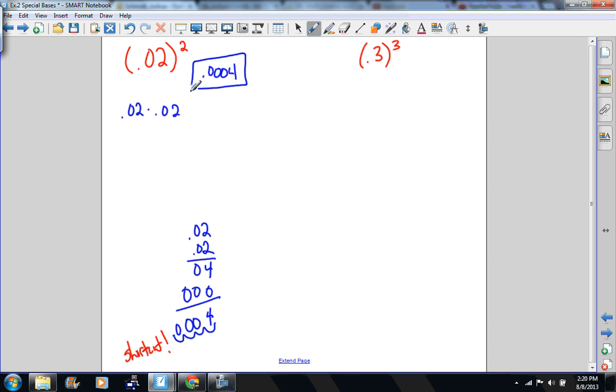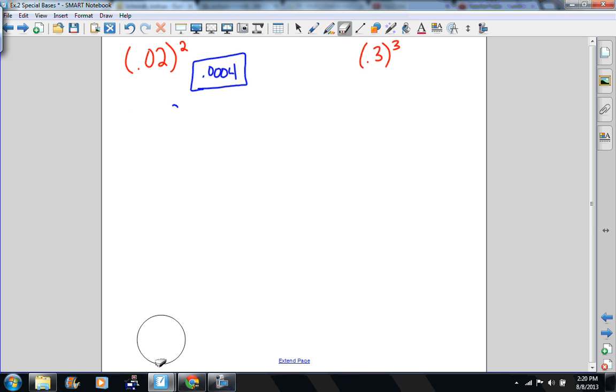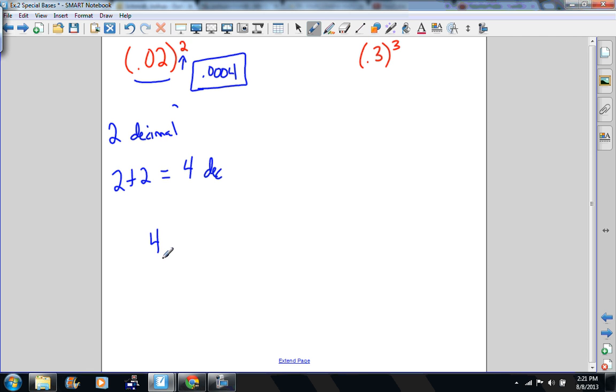0.0004. Now, if you want a nice shortcut to work on these problems, all you do, and I'm going to quick erase this, all you do is you look at how many decimal places here. We have 2 decimal places, but it's squared. So we do 2 plus 2 equals 4 decimal places. So then we do the number 2 squared, which is 4, and we move the decimal place 4 to the left. So 1, 2, 3, 4 goes right there.